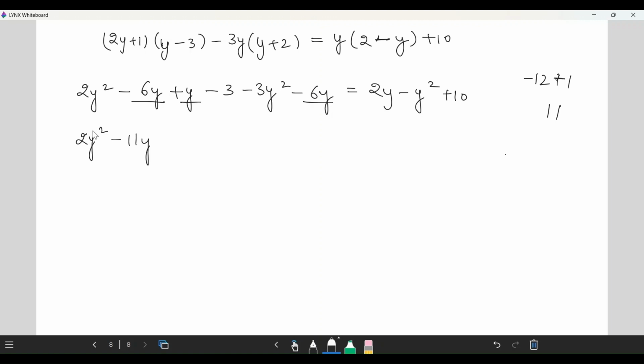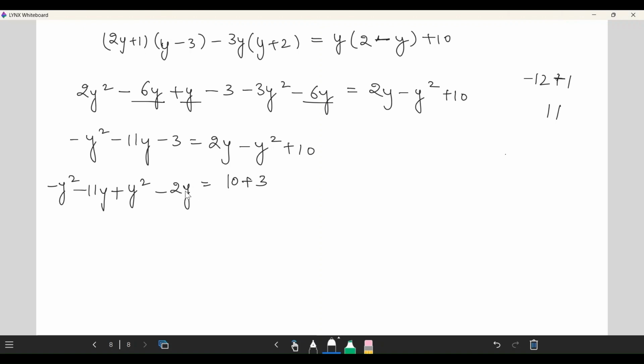Okay, and I will fix it also. 2y square minus 3y square means minus y square is remaining here, and minus 3 is remaining here. Now 2y minus y square plus 10. Okay, minus 3 is transferred to RHS, that is 10 plus 3, and minus y square minus 11y. Minus y square becomes positive when it goes to RHS. Okay, y square and it is minus 2y. So y square is cancelled out because it is positive and negative. So it is minus 13y.